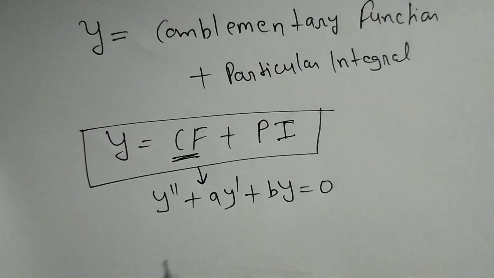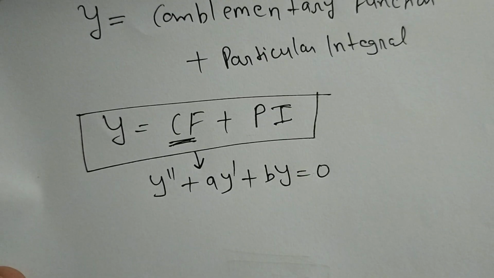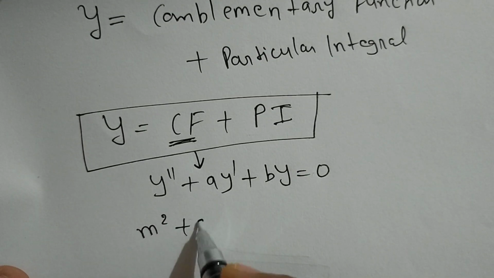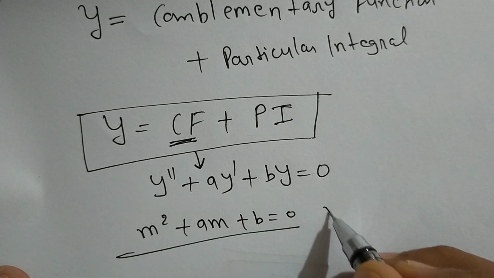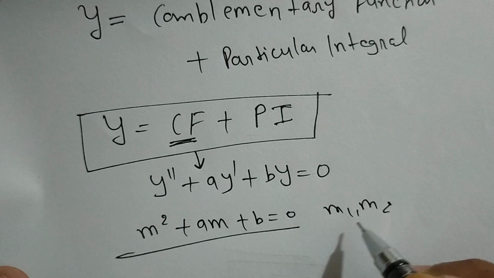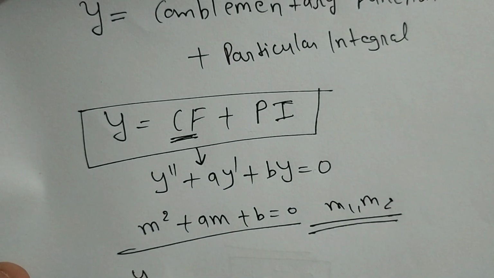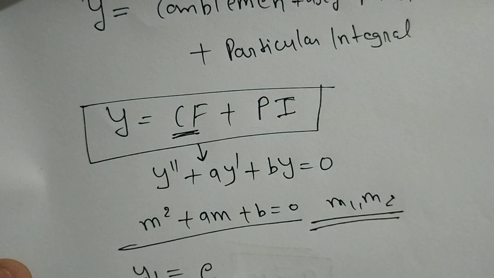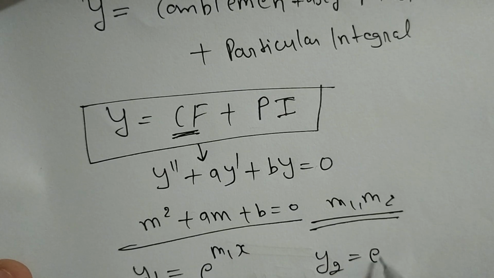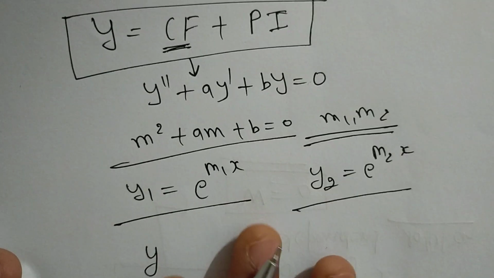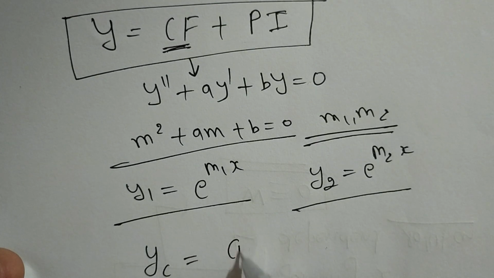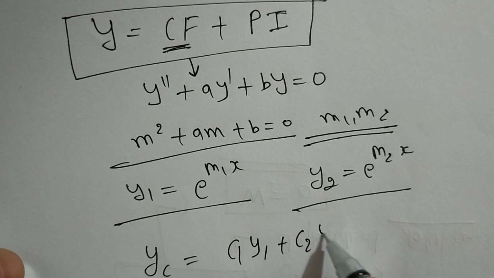We can write the auxiliary equation, that will be m square plus a m plus b equal to 0. We get two roots m1 and m2, and based on these two roots we can have the solutions y1 is e power m1 x and y2 is e power m2 x, and using superposition we can write the complementary function, that is yc equal to c1 y1 plus c2 y2.